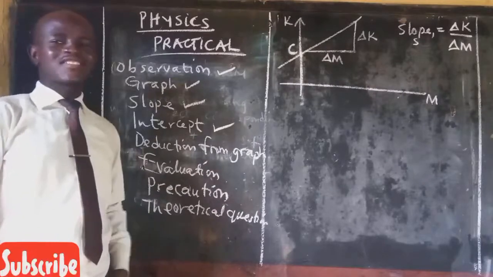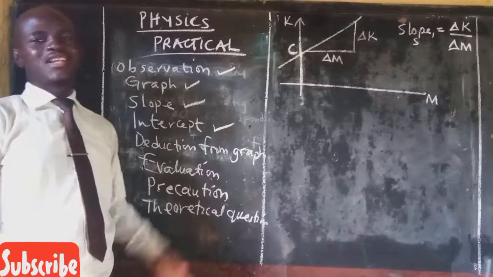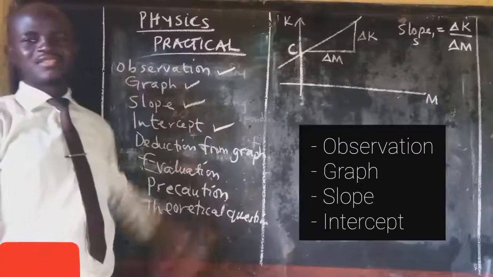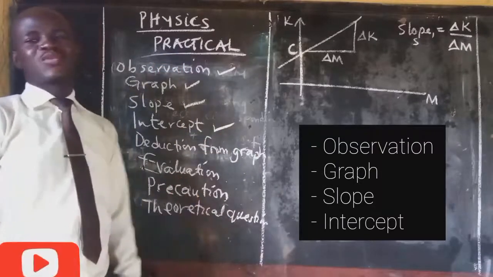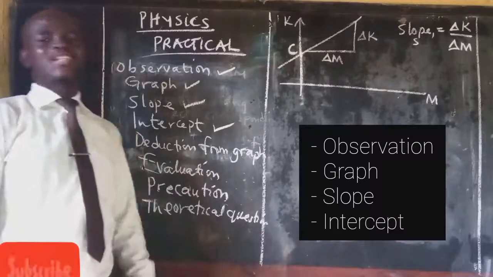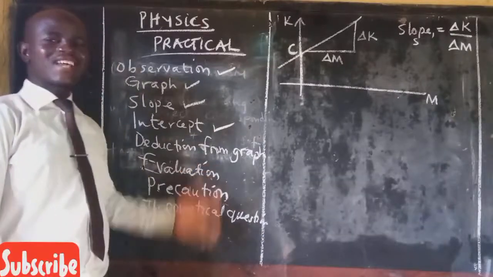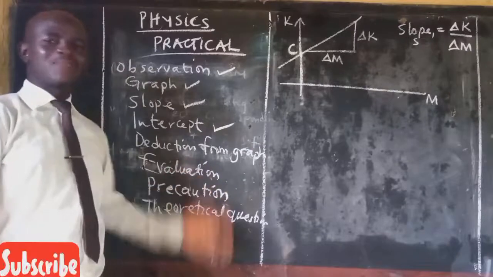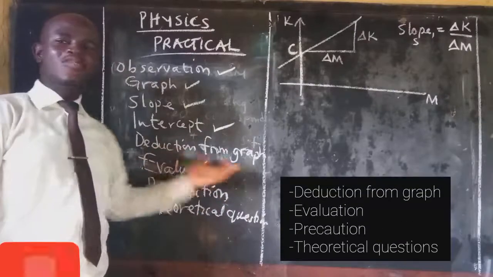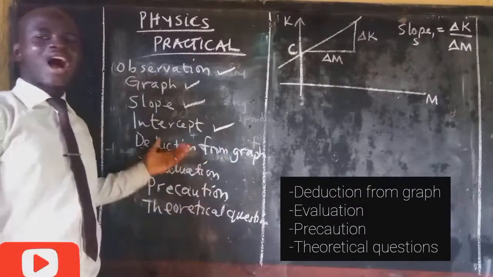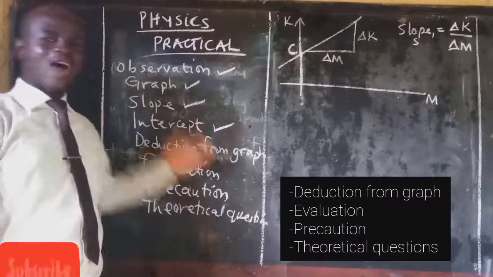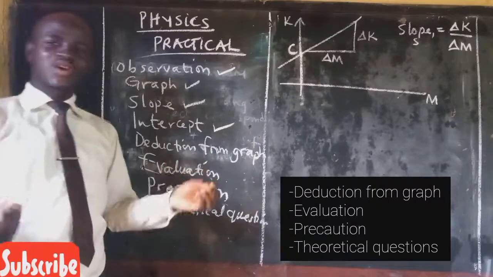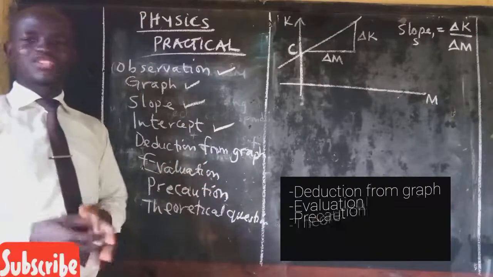We have discussed, in part 1, about observation, how to plot our graph, how to determine our slope, and how to determine our intercept. In the second part of this class, we shall be discussing how to make deductions from our graph, how to evaluate, how to state precautions, and how to answer our short answer questions.